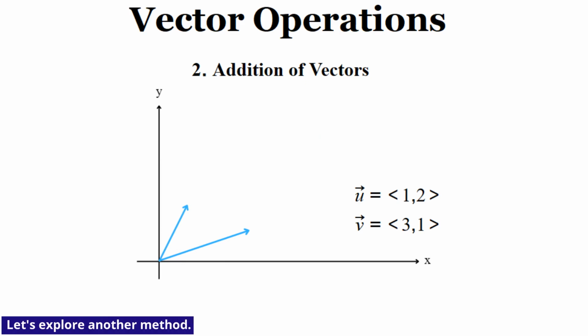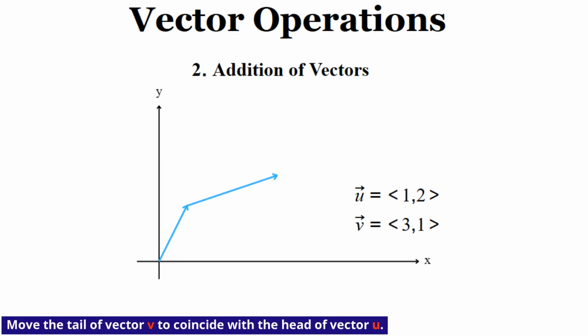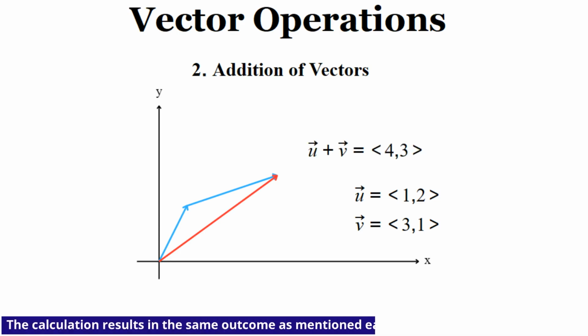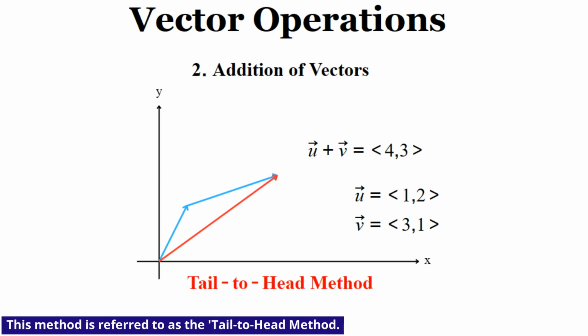Let's explore another method. Move the tail of vector v to coincide with the head of vector u. Then, connect the tail of u to the head of v, and the resultant vector is the sum vector. The calculation results in the same outcome as mentioned earlier. This method is referred to as the tail-to-head method.